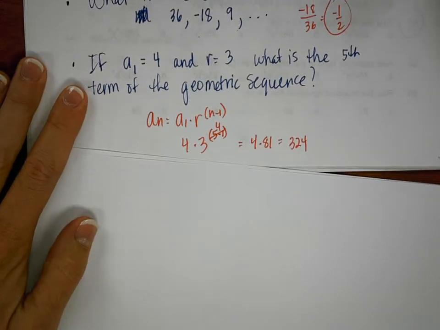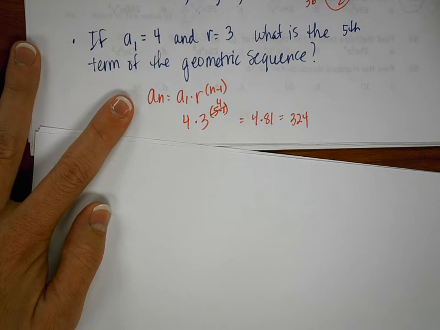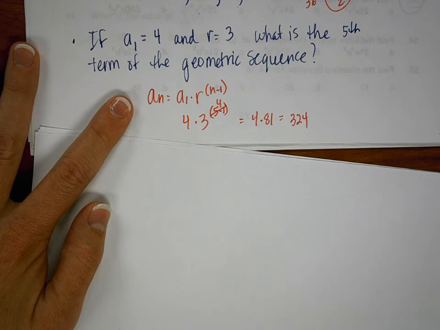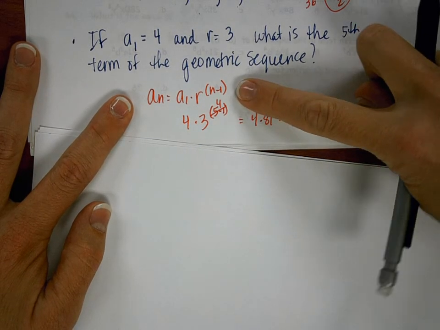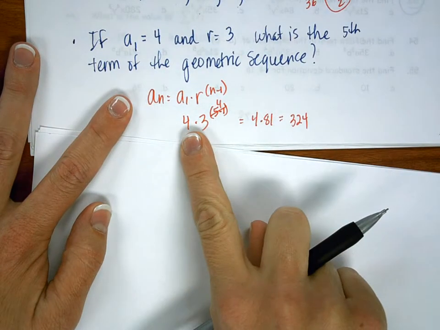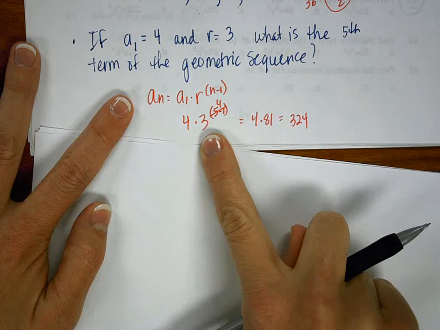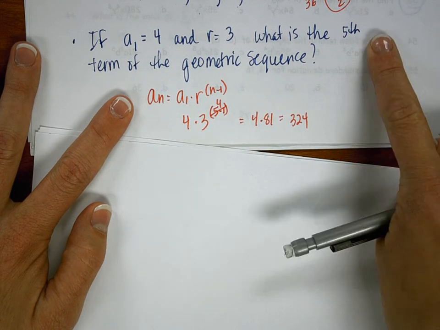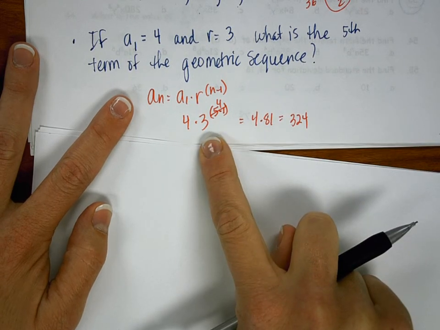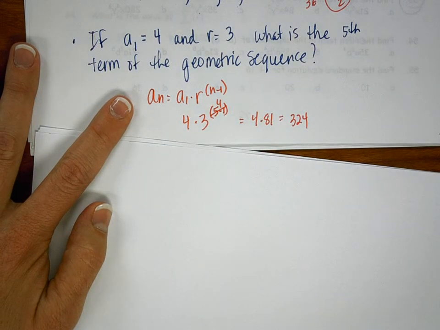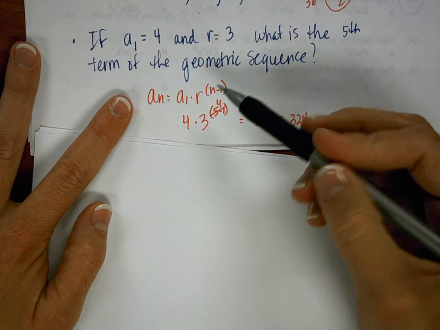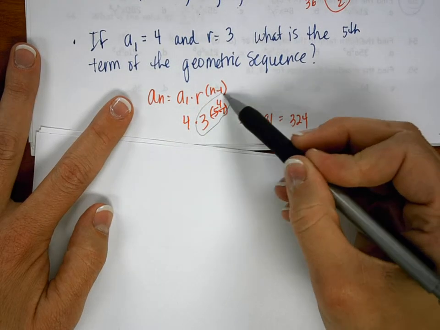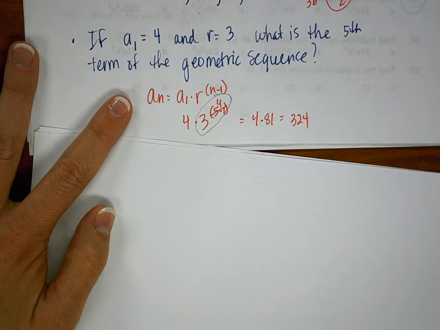If a equals 4 and r equals 3, what is the fifth term of the geometric sequence? So make sure you have your geometric formula. So here it is right here. They told us that our first term was 4, our ratio is 3. And then they wanted the fifth term, which is why we did 5 minus 1. If they wanted the seventh term, we would do 7 minus 1. Remember to always do your exponents first. So 3 to the 4th power is 81, and then 81 times 4 is 324.